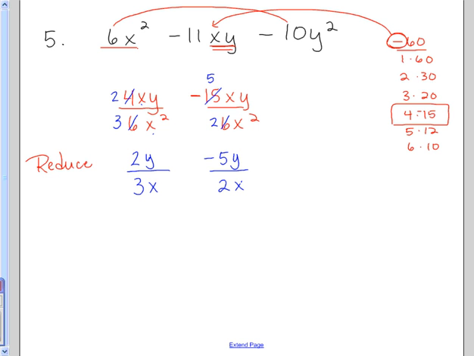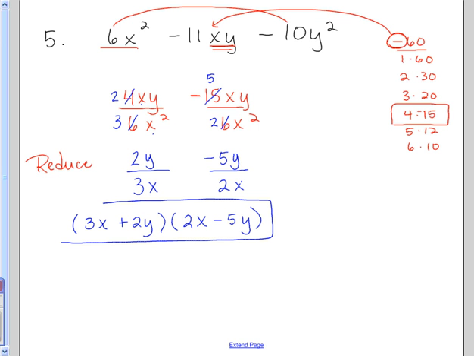So from bottom to top, write my two binomials, 3x plus 2y times 2x minus 5y. And we could check this. This would equal back to the original polynomial that we started with. It's just that whenever you have two variables, like x and y here, and an x squared and y squared, in your answer you will have to have xy, xy. Okay, it should always work out like that.